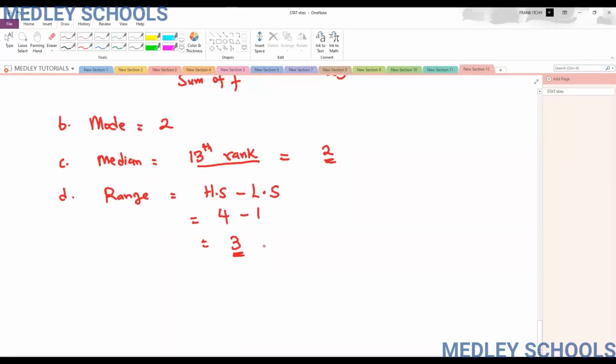Now with this, we have come to the end of the calculation of mean, median, mode, that is the measure of central tendency. And you have learned how to find the mean, the median, the mode, and the range of data when given to you. And I believe you have learned it perfectly.